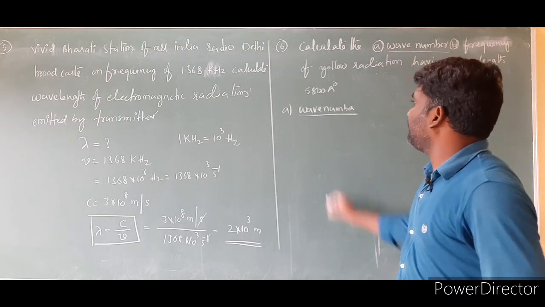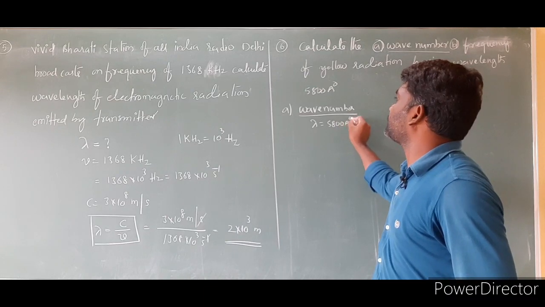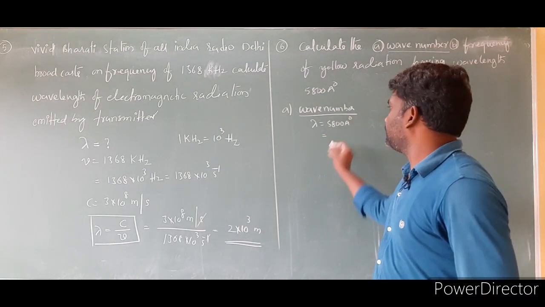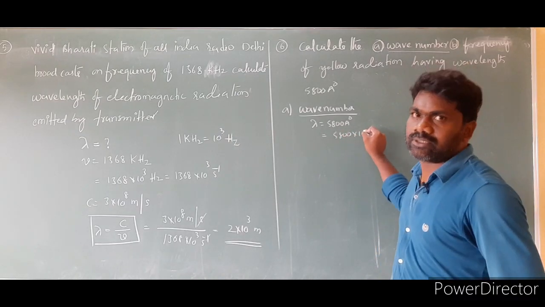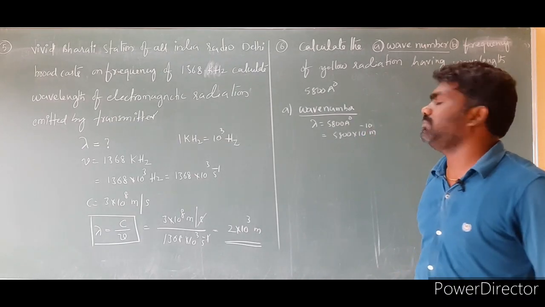So what is the given data? Lambda is given. Lambda is equal to 5800 angstroms. Then convert this 5800 angstroms into meters. That means 5800 into 1 angstrom is equal to 10 power minus 10 meters.